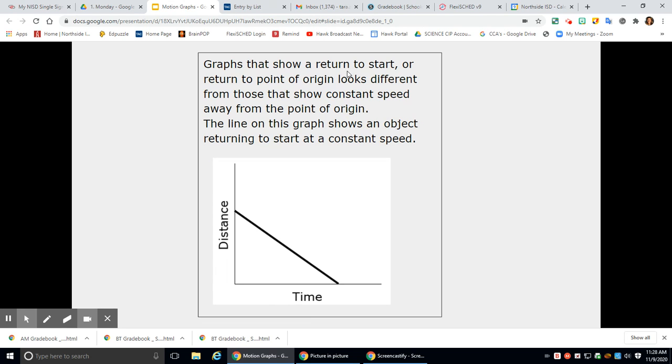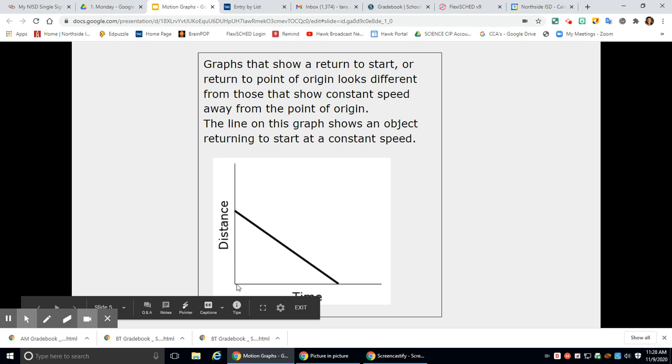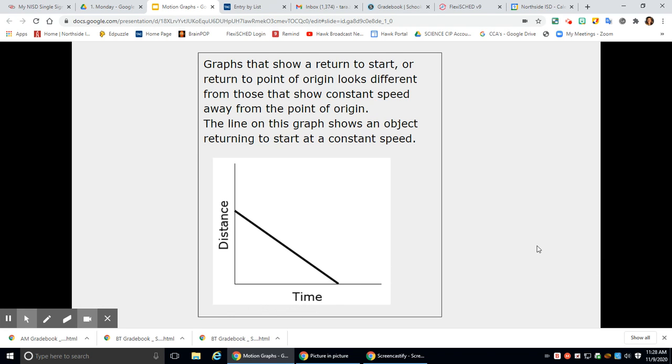Graphs that show a return to the start, or a return to the point of origin, look different from those that show constant speed away from a point of origin. The line on this graph shows an object returning to the start at a constant speed. So remember, your point of origin or start is here. So if you have an object going like this, it means it's returning to its starting point.